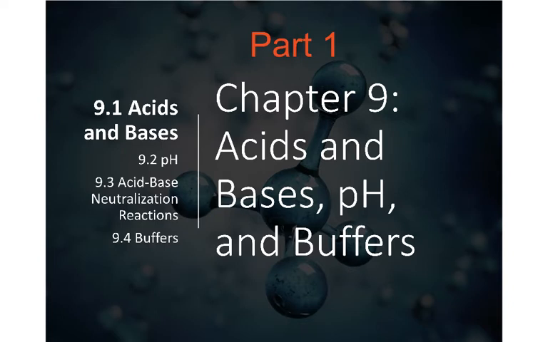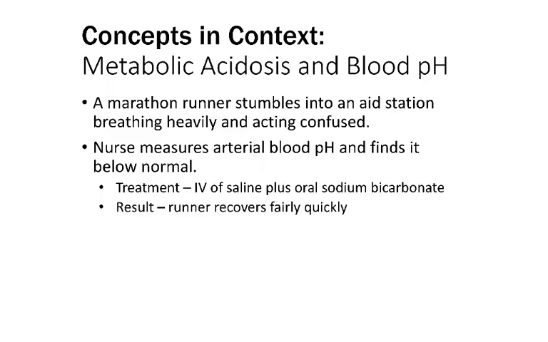So here's an example from your textbook, and it has to do with metabolic acidosis. Obviously it says the word acid in it, so this has something to do with acids and bases, and blood pH has something to do with acidity. So here's the situation. A marathon runner stumbles into an aid station, breathing heavily, acting confused. I don't know if anyone's ever done a marathon, but it's quite taxing on your body. Breathing heavily, not unusual. Acting confused, maybe is a little bit.